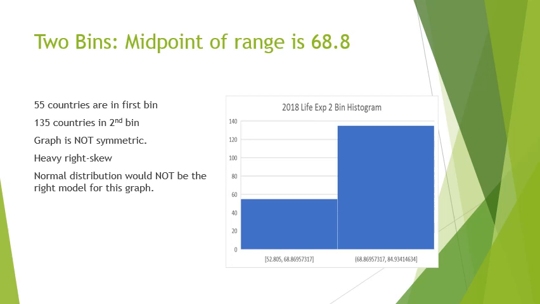When we go to 2 bins, the age range is split in half, and we see that the data is not symmetric. 135 countries belong to the upper bin, which is from 68.8 to 84.9, and only 55 countries are in the first bin, the lower bin, from 52.8 to 60.8. So this means that the life expectancies are not symmetric. There is a skew in this data, and a normal distribution would not be the right model for this graph.